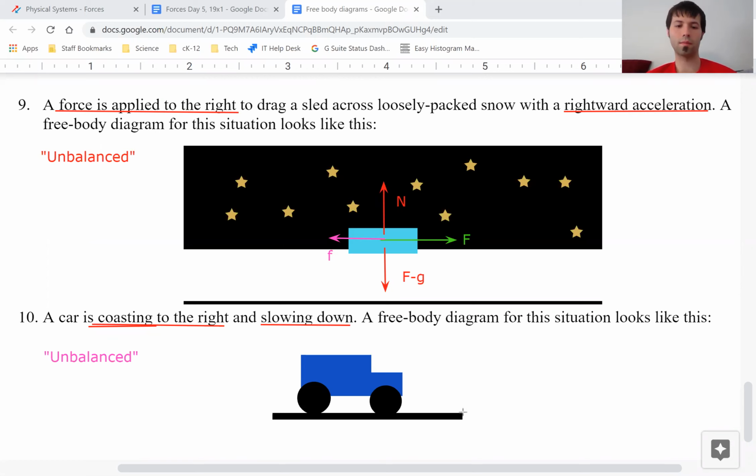Here's our road. Okay, so again, the first force you should always draw is gravity. Force of gravity. Okay, there's the force of gravity. Make that the same color.